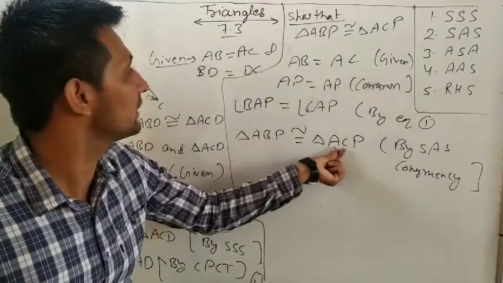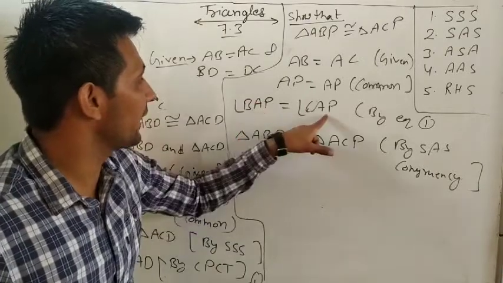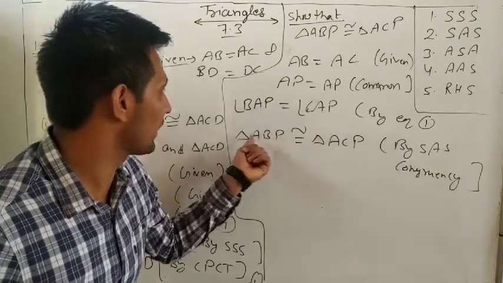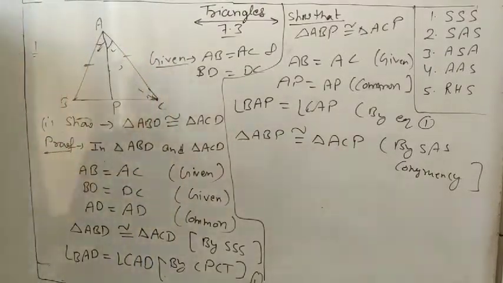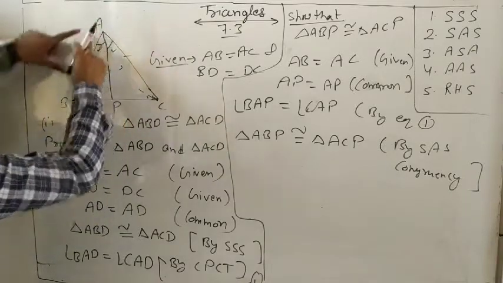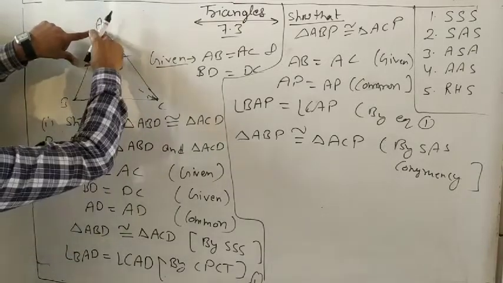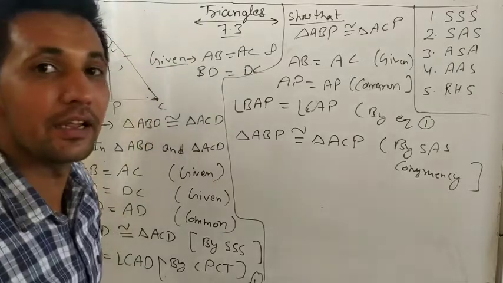Here is AC first, AP first and last. Angle A and angle A in the middle are both equal, so they are congruent and the same as it is. And if ABP and APC are congruent, then corresponding parts are always equal.